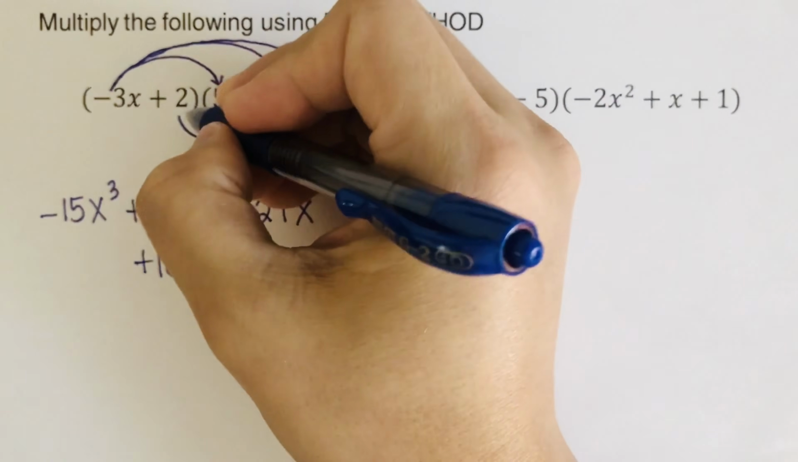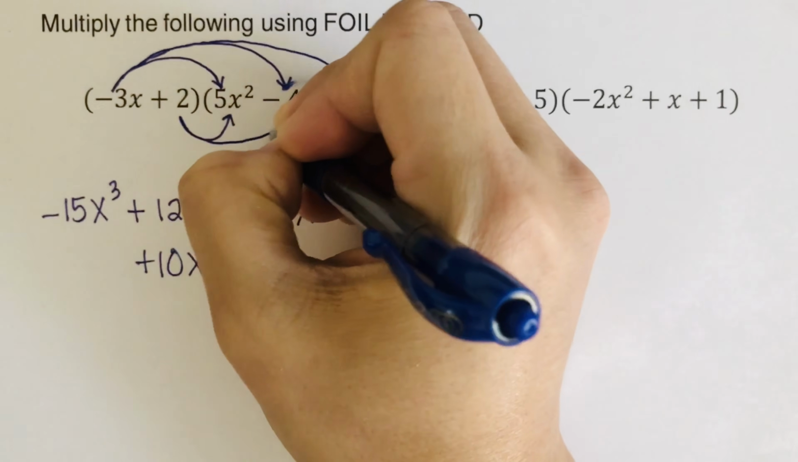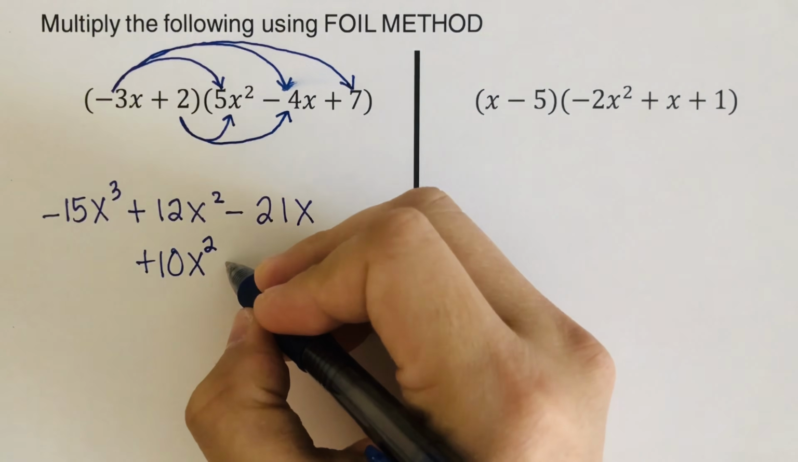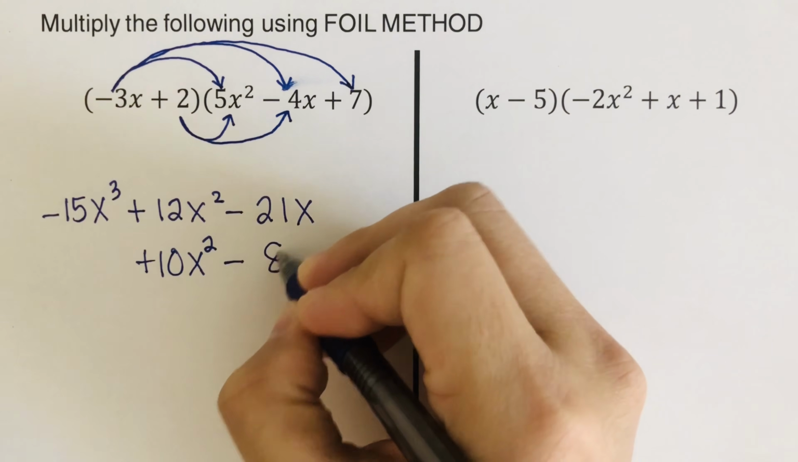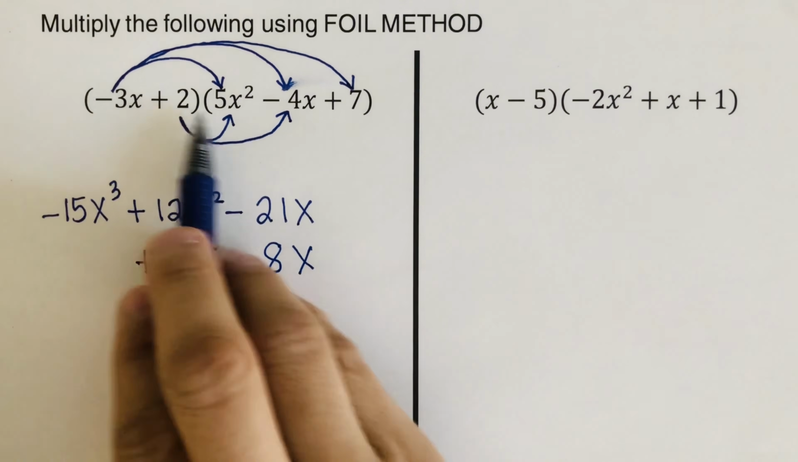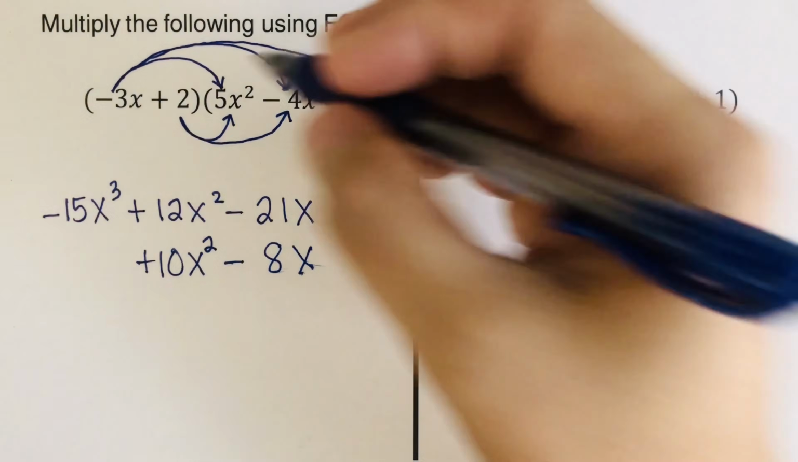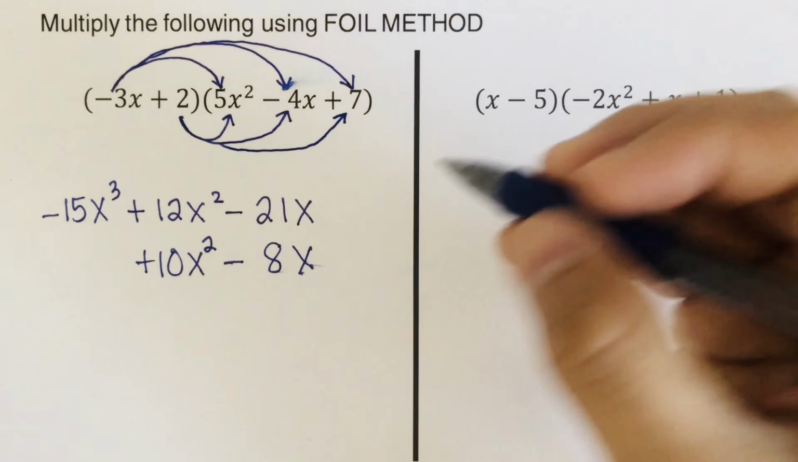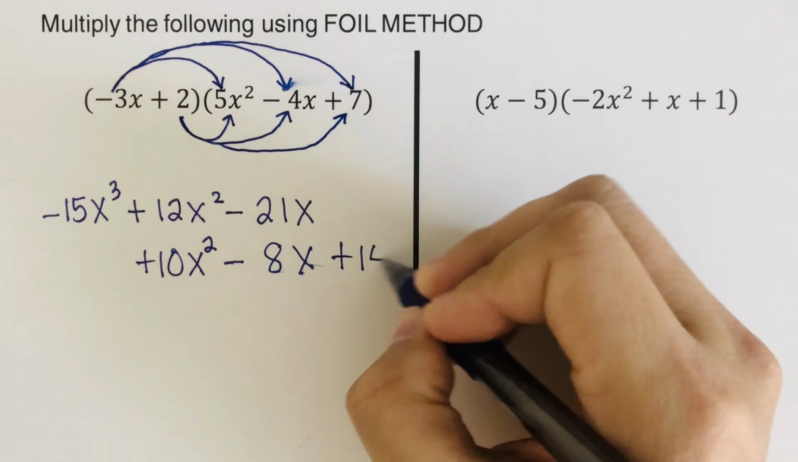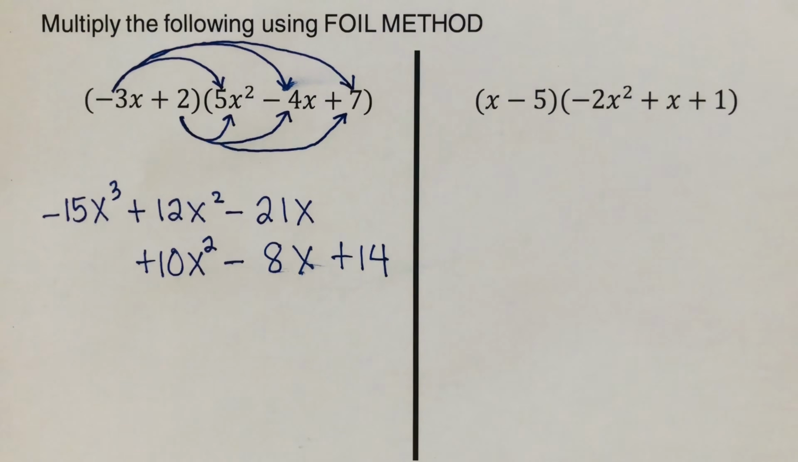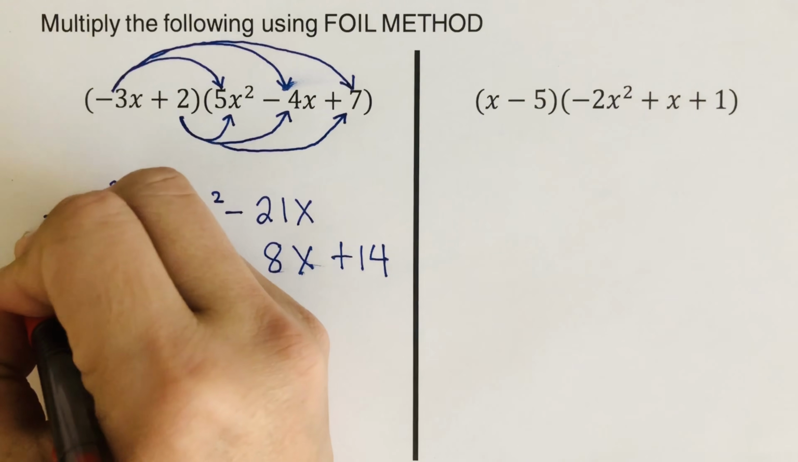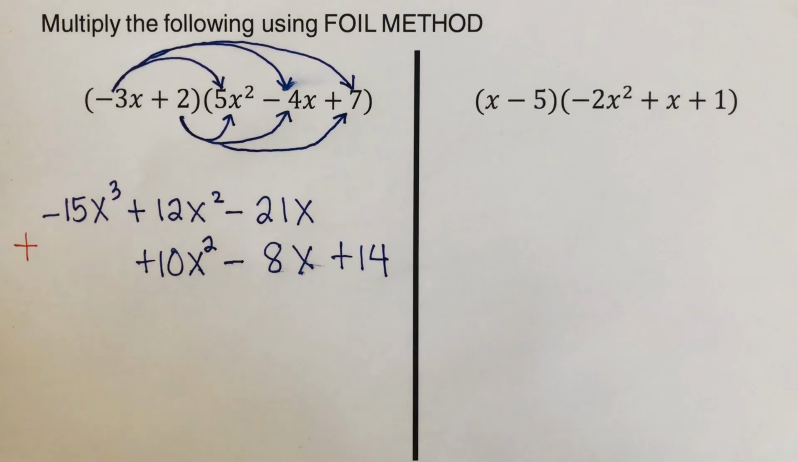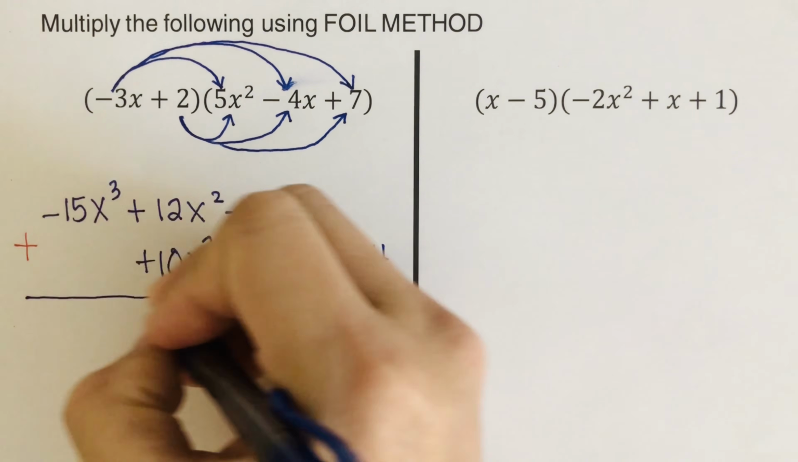And then I am going to multiply these two to the negative 4x. So that's going to be 2 times negative 4x is negative 8x. And these two will also be multiplied to the 7. And that would be a positive 14. And then from here, we are going to add these expressions. So we're going to add all these to get the final answer.